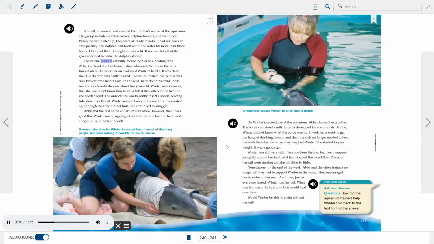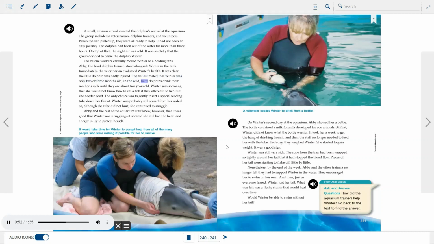The rescue workers carefully moved Winter to a holding tank. Abby, the head dolphin trainer, stood alongside Winter in the tank. Immediately, the veterinarian evaluated Winter's health. It was clear the little dolphin was badly injured. The vet estimated that Winter was only 2 or 3 months old.